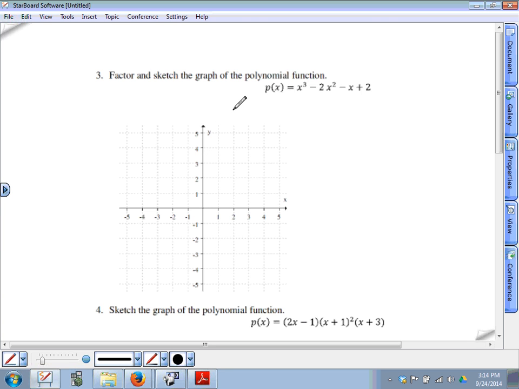Okay, sketching graphs of polynomial functions, that's from section 3.2 of the 6th edition. So we need to find the zeros. We need to find the y-intercept. We need to know the end behavior. So the zeros of the polynomial are found from factored form. So our first task is to factor the polynomial to find the zeros.